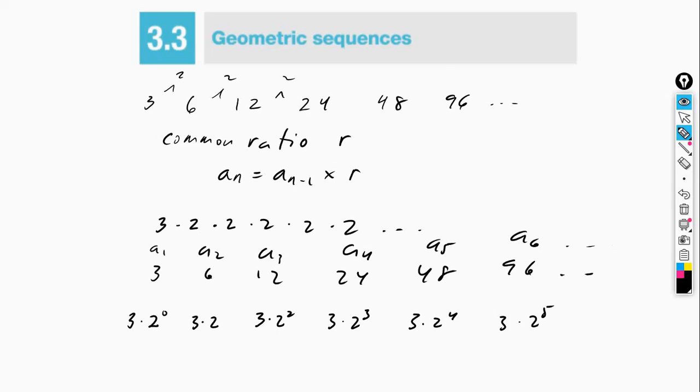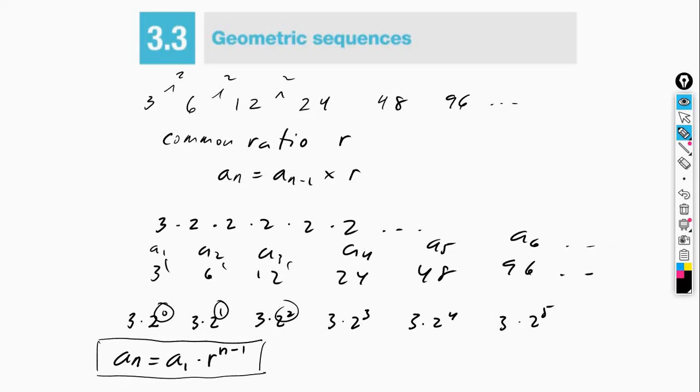So what would the general formula be? Well, notice that the nth term would equal the first term times the common ratio to the power of the index of the term minus 1. Notice that 0 is 1 minus 1, 1 is 2 minus 1, 2 is 3 minus 1, etc. So this would be the general formula for a geometric sequence, and this one would be a recursive formula for any geometric sequence.